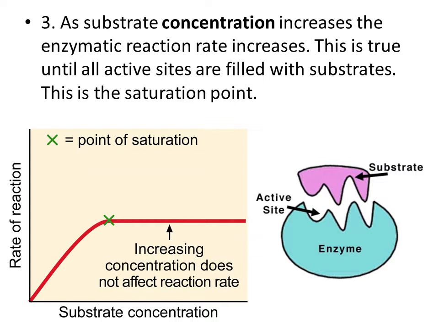Once you have reached the saturation point, the enzyme only has one active site. So therefore, you can't produce any more product unless you increase the amount of enzyme. If the enzyme concentration is a finite number, you will create this saturation point. In order to overcome that saturation point, you would have to add more enzyme.